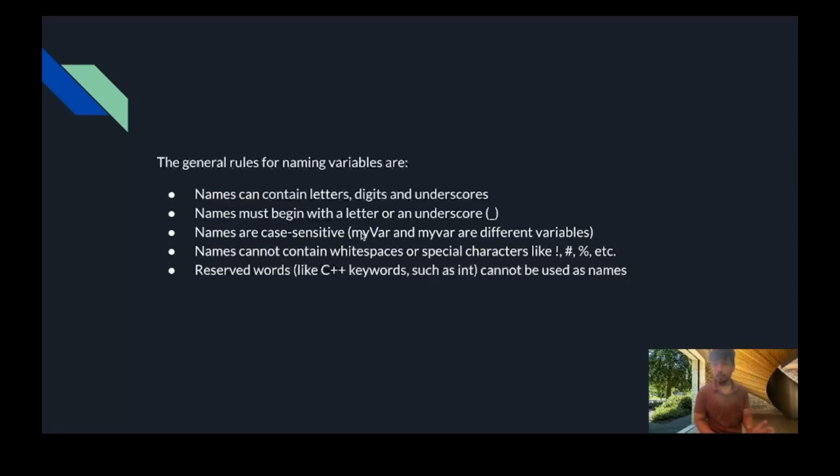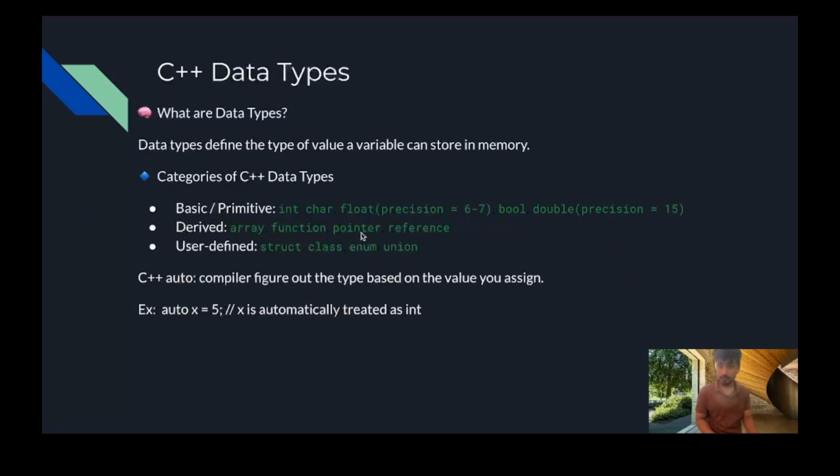So this is about variables. Let's see about data types. What are data types in C++? As we have seen, while declaring variables, we need to specify which data type the variable is of. If we see the definition here, a data type defines the type of value a variable can store in memory. So yeah, it's understandable, not some rocket science.